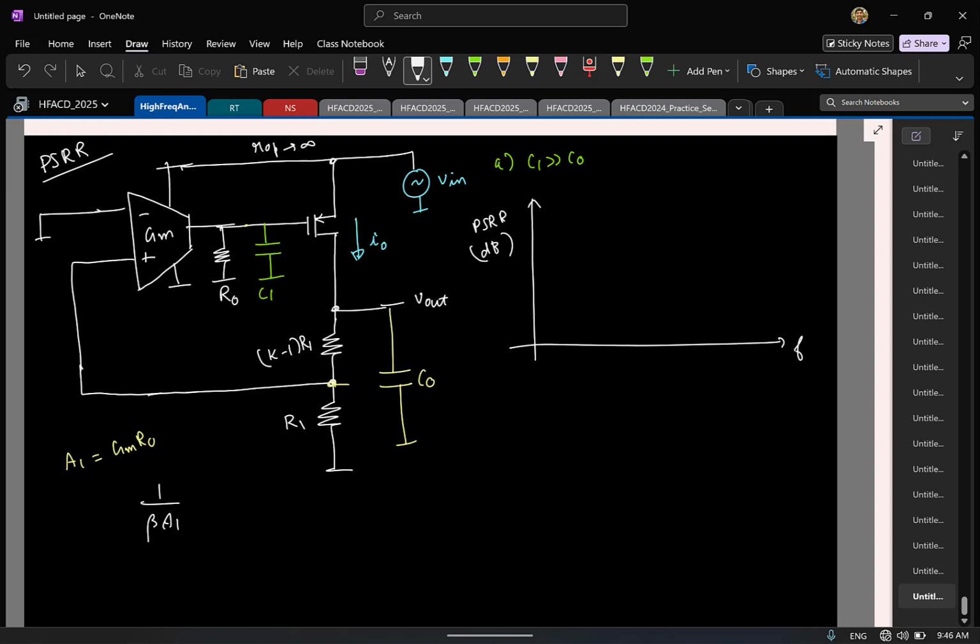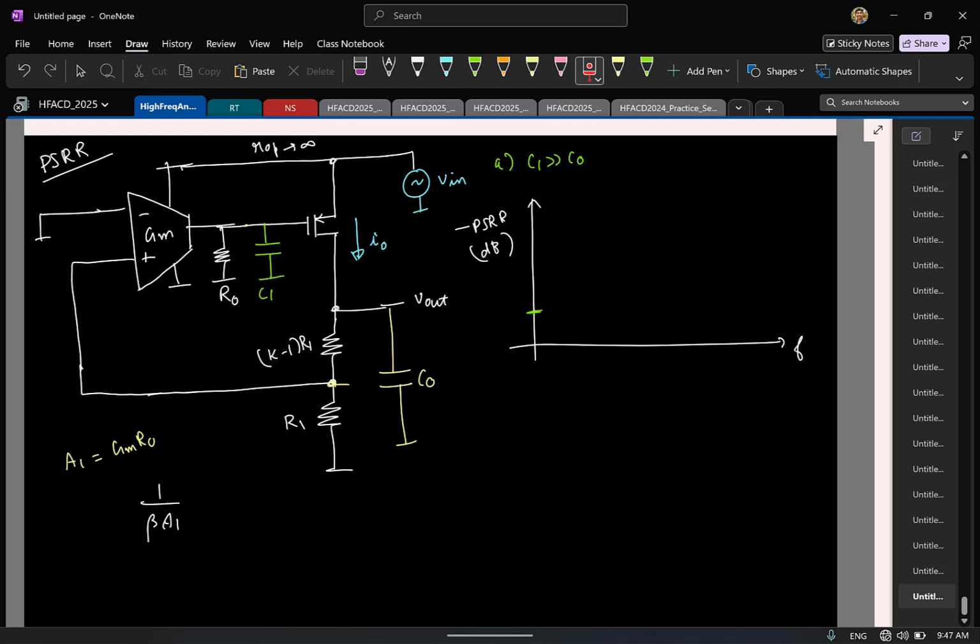Now tell me again. At DC it's going to be a really small number, 1 by beta A1, much smaller than 1. If I take the log, will it be positive or negative? Negative. To avoid confusion, I'll plot the negative of PSRR, since we look at positive quantities. So it starts here at DC, a very small number but positive.